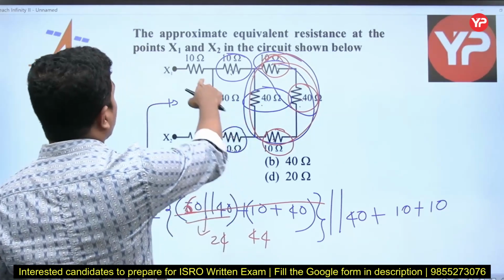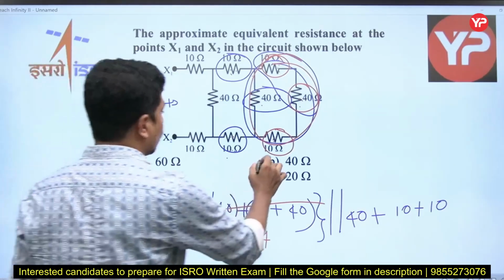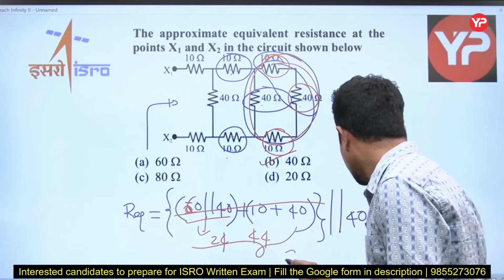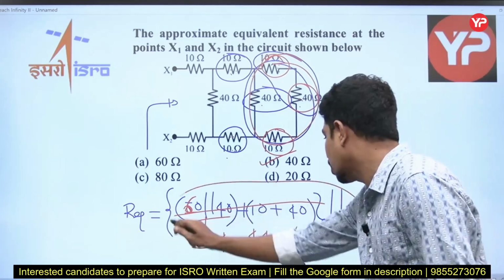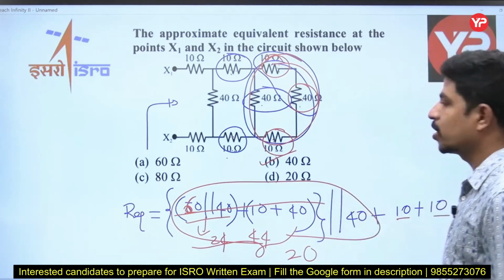20 plus 10 plus 10, almost it is exactly 40. You get 40 ohms. So this total up to here you got as 20. 20 plus 10 plus 10 is 40. It is how much? 40 ohms.